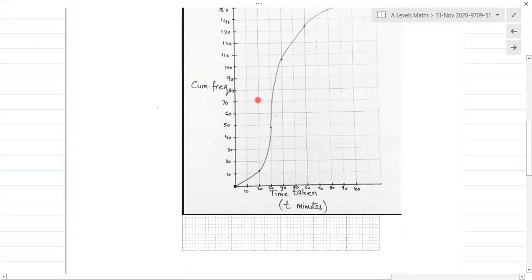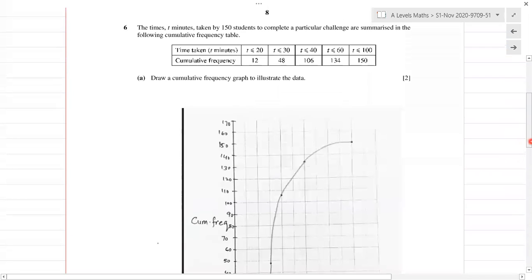So since the first thing that's given to us is at 20, it's given as 12. So that's over here. And we have to join this to 0. So I've joined this to 0, starting from the origin. It's always going to start from the origin. So the first time is given as 20 with a frequency of 12. Similarly, we just plot all the rest of the points like 30, 48, 40, 106, 60, 134, and at 100, it's given as 150. So that's where it stops at 150.